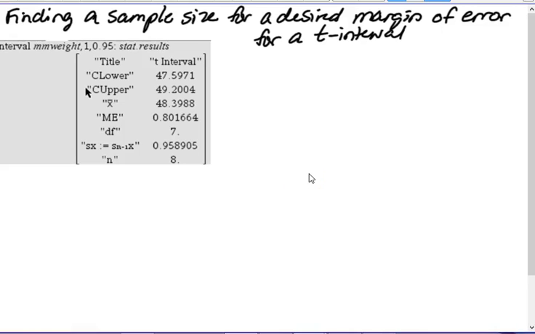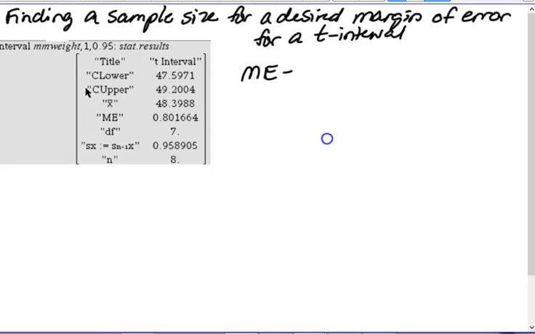Now I want to find a sample size for a desired margin of error for a t-interval. So let's say that I would like to decrease my margin of error here from 0.8 to 0.2. Let's say I'd like to have my margin of error be 0.2 instead of 0.8, and I want to figure out what sample size I need. So let's think about this.